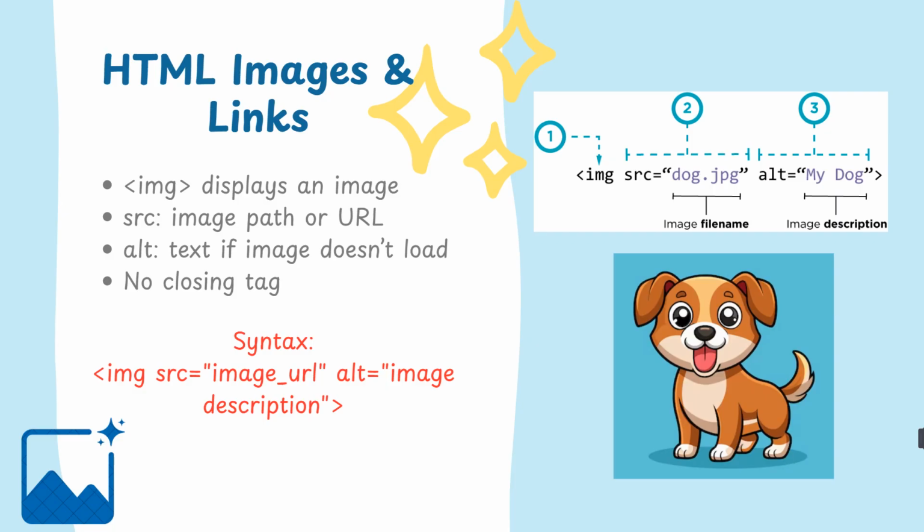One important thing to remember here is that the image tag doesn't have a closing tag. We say it is a self-closing tag. So this is how the syntax looks: image followed by the attribute src and the alt attribute, whose value is the image description. It can be anything, just like the example you can see here on the right side: image, the link, the image file name, and for the alt's value is my dog. This is just a description of the image that I have added.